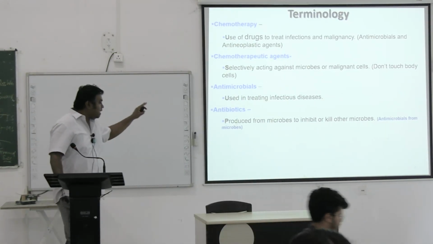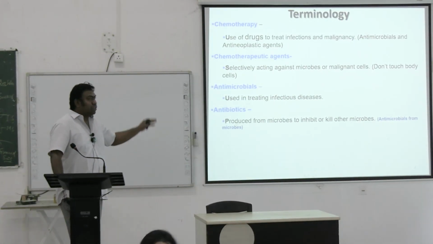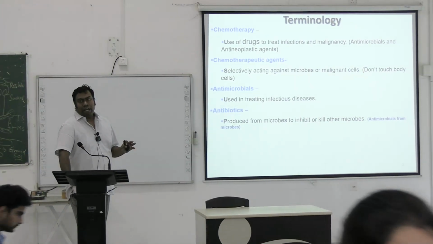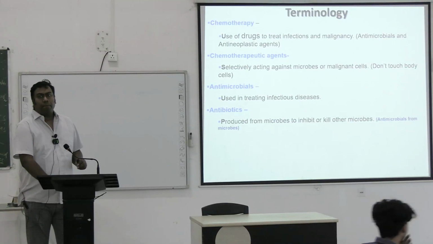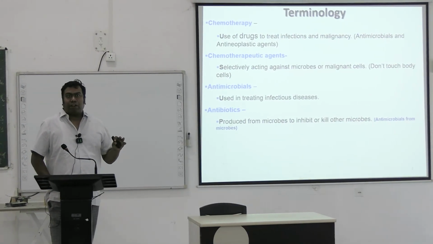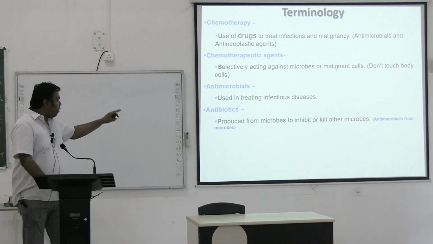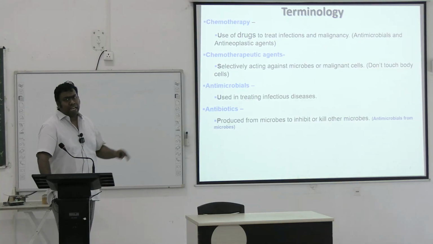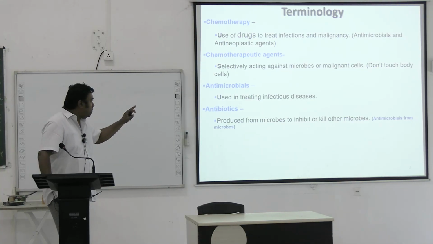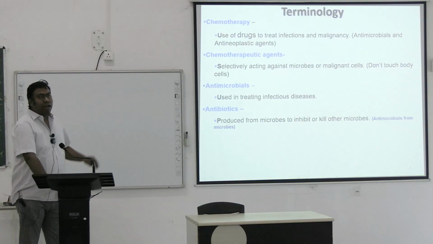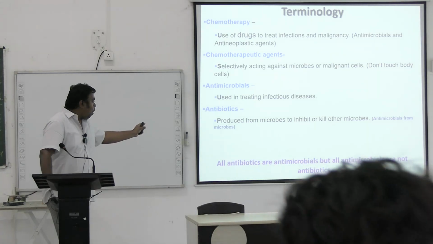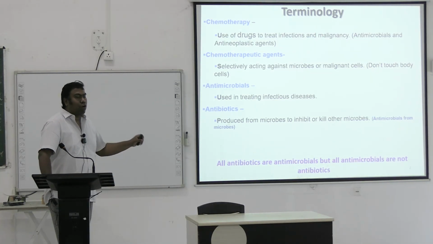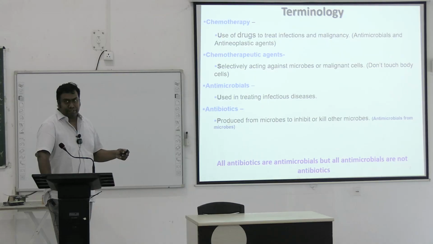Then what is antimicrobial? The use of treating infective agents is antimicrobial. And what is antibiotic? Those antimicrobials which are synthesized or originated from microbes, they are antibiotics. So: chemotherapy, chemotherapeutic agent, antimicrobial and antibiotics. Next, all antibiotics are antimicrobials, but not all antimicrobials are antibiotics.